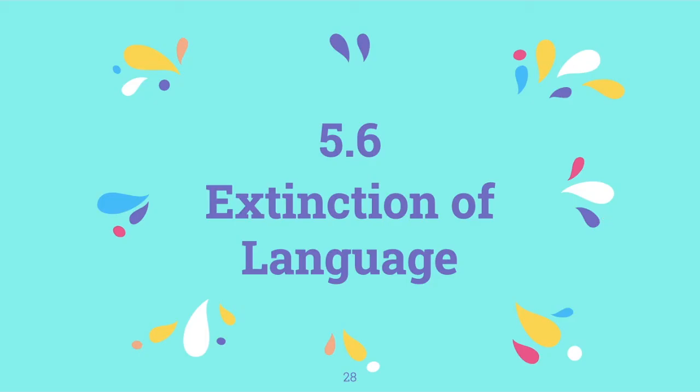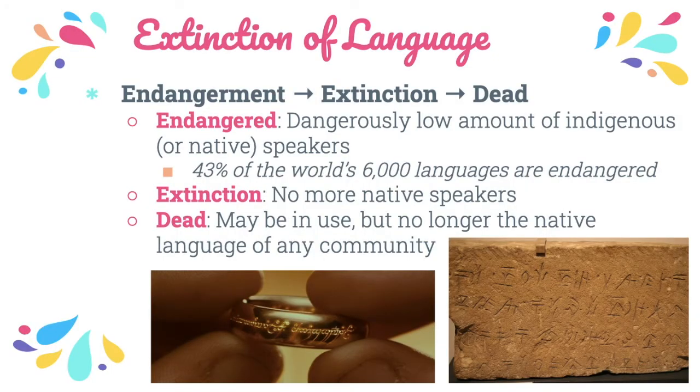So finally, section 5.6, extinction, revival, endangered languages, that's what we're looking at here. And this is the final section of Unit 5. So there are three key terms you really need to know the difference between: endangerment, extinction, and being a dead language. An endangered language has a dangerously low number of indigenous or native speakers. In fact, 43% of the world's approximately 6,000 languages are endangered. Almost half of the world's languages are endangered.